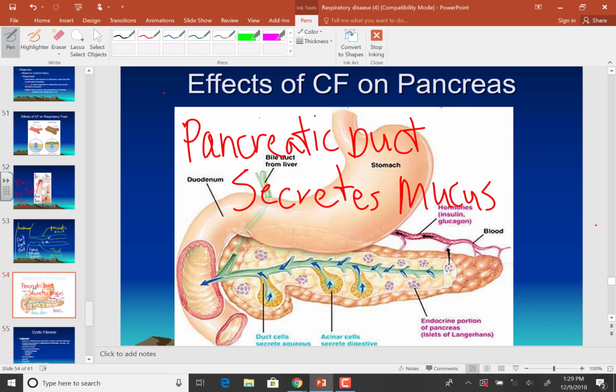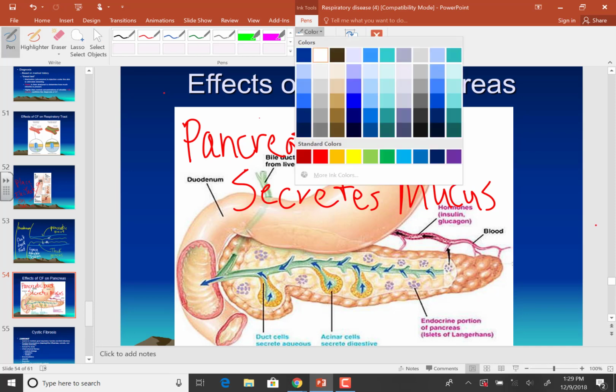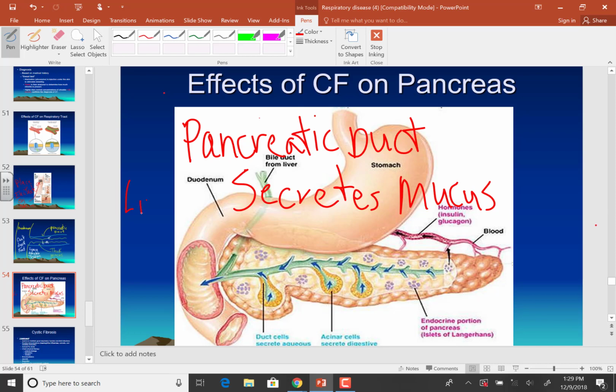And those digestive enzymes that it releases are pancreatic lipase, which digests fat, pancreatic amylase, which digests carbs, and trypsin and chymotrypsin, which digest protein. So all of these enzymes are typically released from these acinar cells. Then they go into the pancreatic duct and they're washed into the duodenum by sodium bicarbonate.